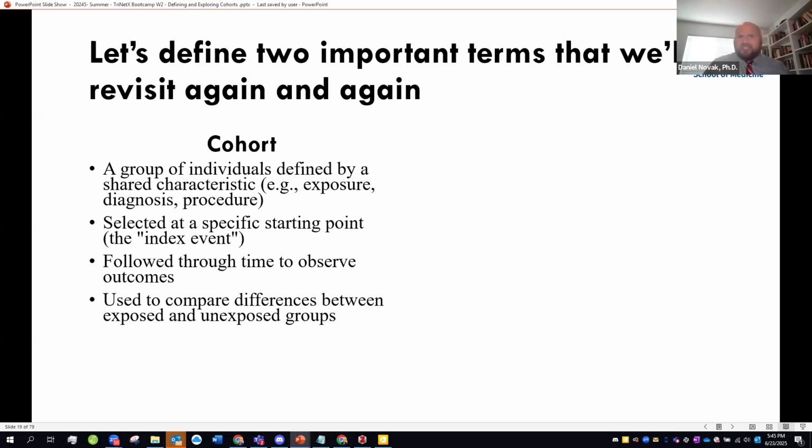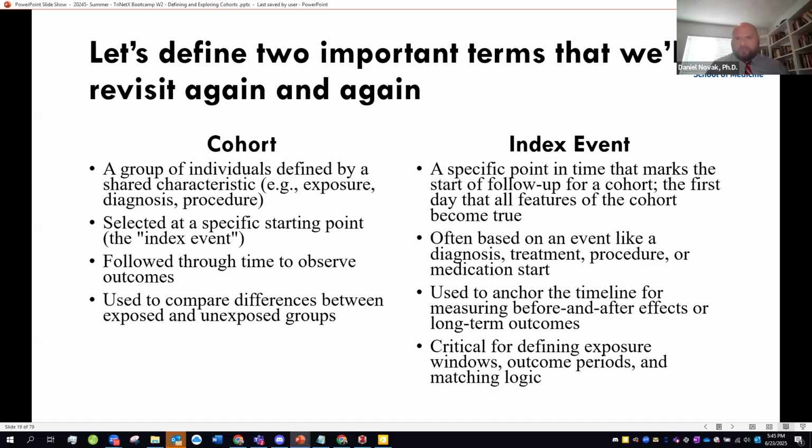They start with a specific starting point, which is an index event, which I'll talk about in just a second. And they're followed through time to observe the outcomes that they face. Or we can go backwards in time to see what they have in common that might lead to those outcomes. We're going to talk about temporality in just a moment. Also, we can compare differences between these two cohorts, exposed and unexposed groups, to see what happens to them, and whether the thing that makes them similar or different between cohorts impacts their outcomes long term.